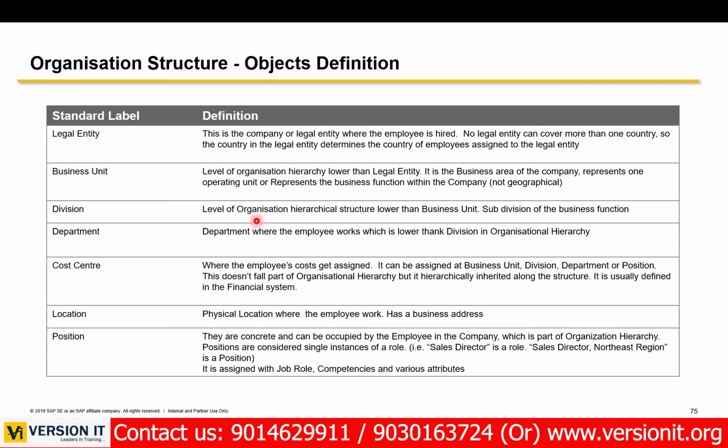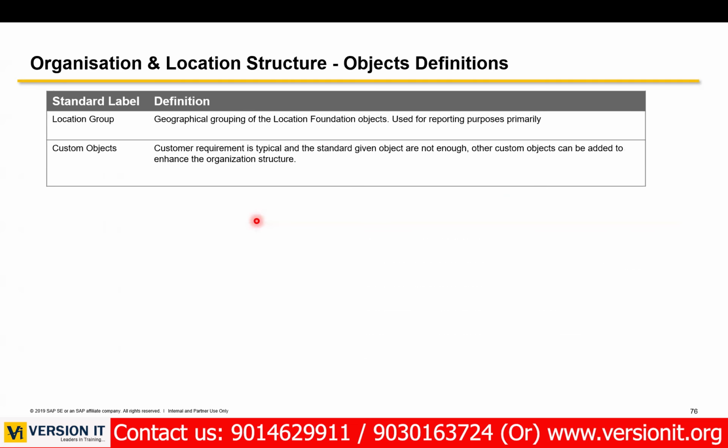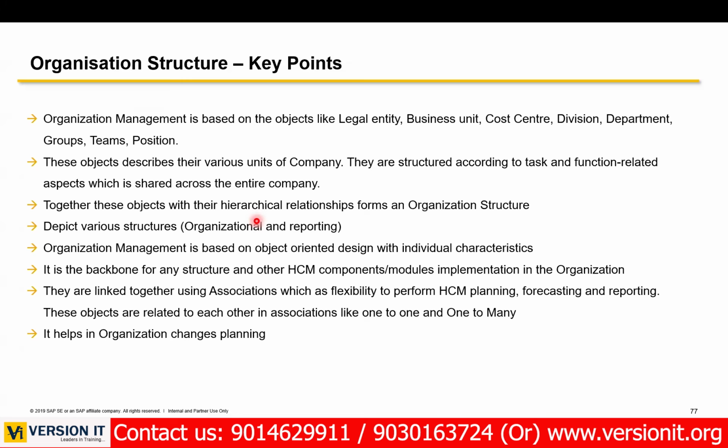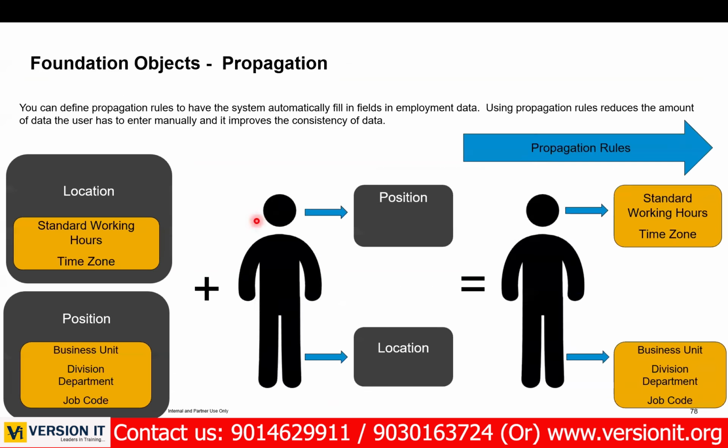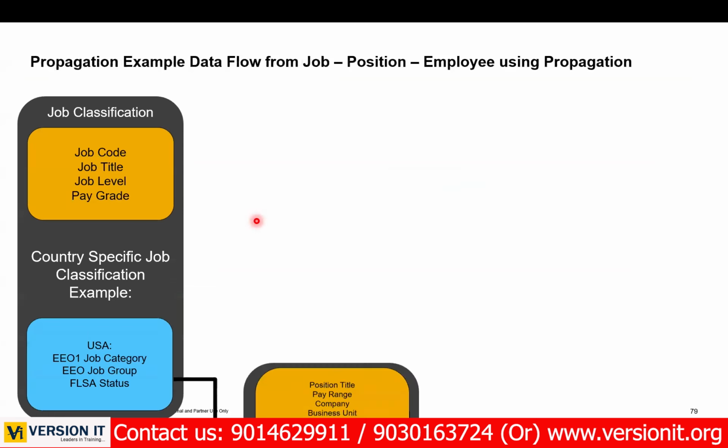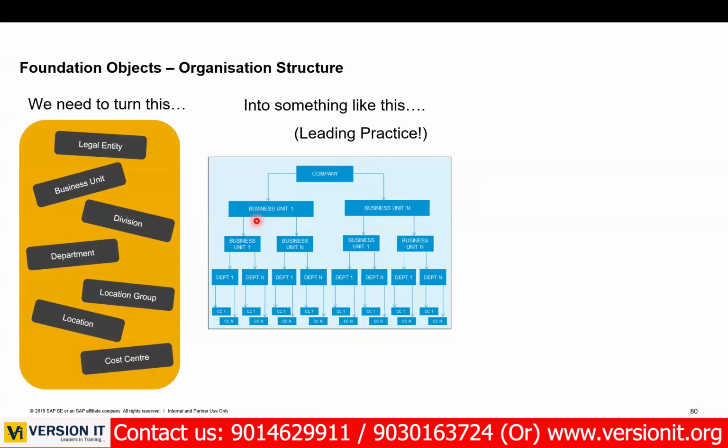See, for each object related definition, whatever we discussed, the same definition is available here. Location structure, org structure, and propagation. This is not required right now. This is employee data related. Here is the example: org structure turns into company structure overview. Whatever we have created, legal entity, business unit, division, department, we can see in the company structure overview in a single picture.